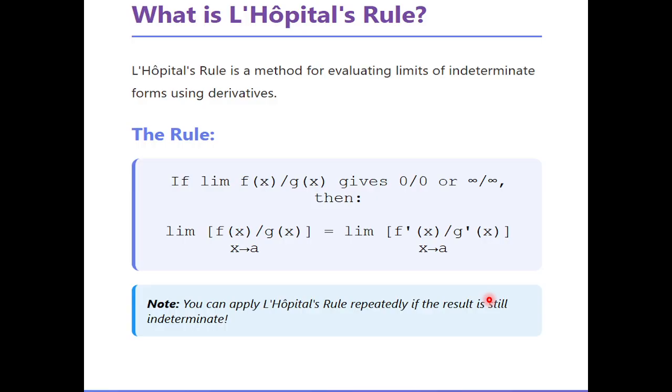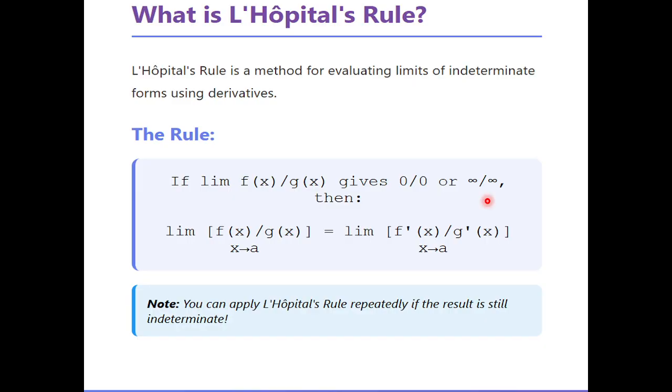So let us discuss what the L'Hopital rule is. L'Hopital rule is a method for evaluating limits of indeterminate form using derivatives. First of all, we should know which indeterminate forms the L'Hopital rule deals with. L'Hopital rule deals with the indeterminate forms of 0 over 0 or infinity over infinity.